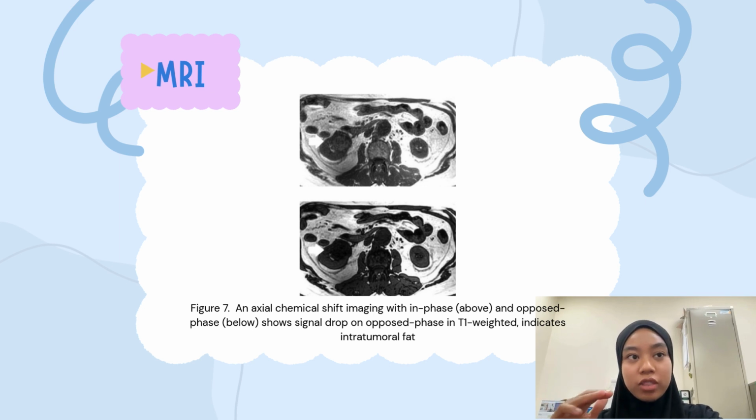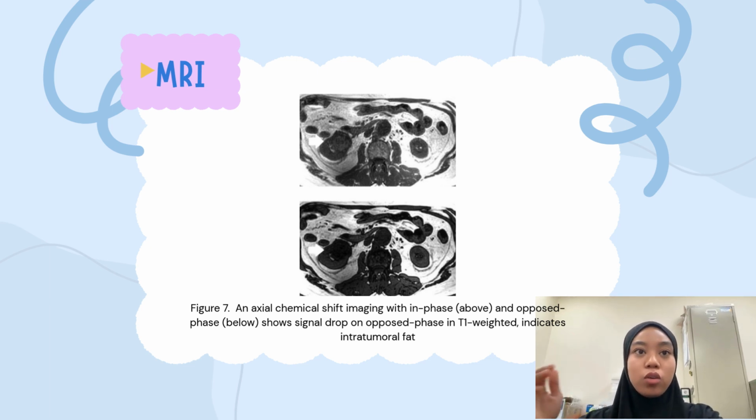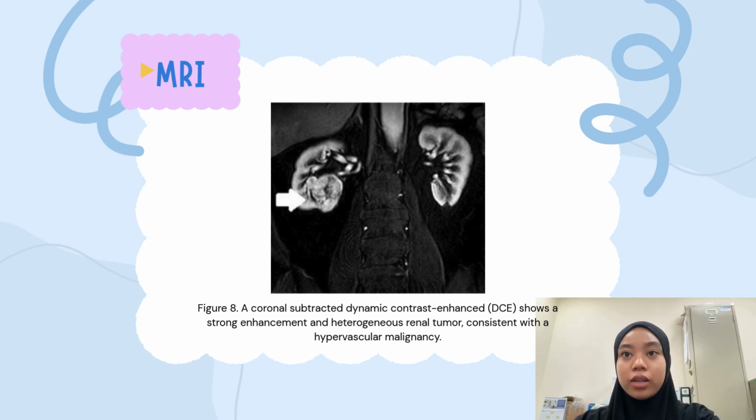Okay, next one is the chemical shift image, which compares in-phase and opposed-phase in T1 images. So if a tumor contains fat, the signal cancels on opposed phase, causing a signal drop. And this tells us the lesion has intratumoral fat. And the last one here is a coronal subtract dynamic contrast enhanced image, where the white arrow points to a strongly enhancing, heterogeneous renal tumor that is consistent with a hypervascular malignancy.